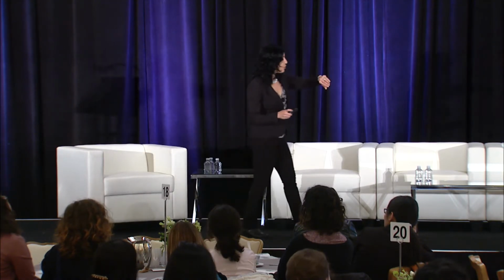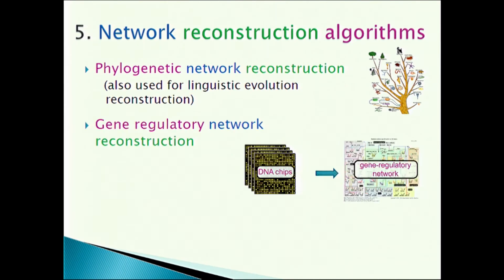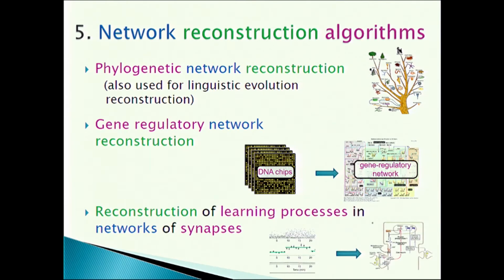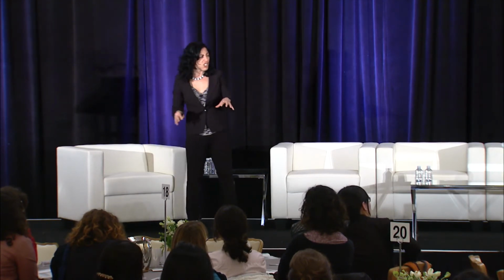And finally, network reconstruction algorithms. So here, as I said, there's phylogenetic network reconstruction, also used for language reconstruction, and now for the spread of diseases also, when you try to follow the AIDS virus or something, you're looking at how it's evolving. There's gene regulatory network reconstruction, which we're going to spend a lot of time on. There's also reconstruction of learning processes in networks of synapses. So they take these little round worms where they know the 312 neurons and how they're connected to each other. They put them in different conditions. They shine light on them.